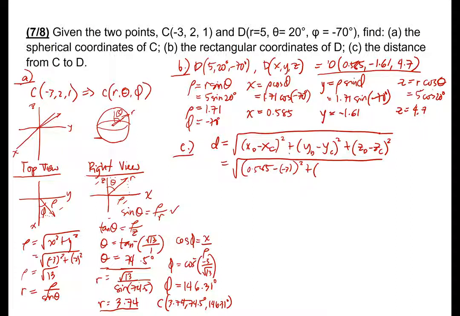So we have yd is equal to negative 1.61 minus C, so this is 2 squared, plus 4.7 for zd minus zc, which is 1. And then this one is equal to what?